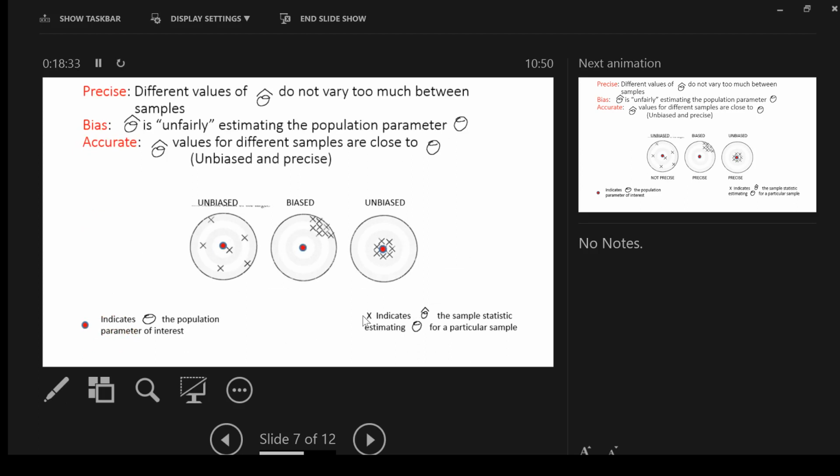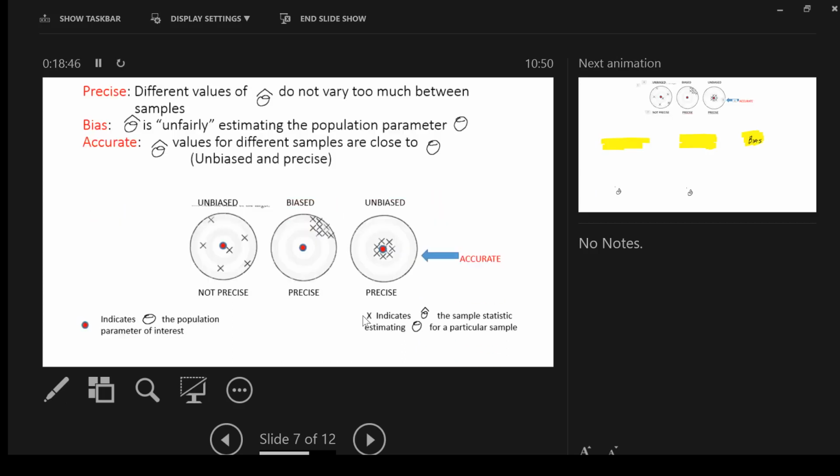Okay, so I'll put the stuff up there for you, and you can read it. As I say, I will be putting this up on Moodle as well. So this particular one is accurate as well as precise. So that's obviously the best one because the values are close to the real one and they also are unbiased.